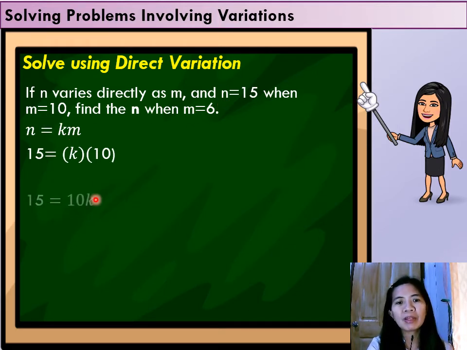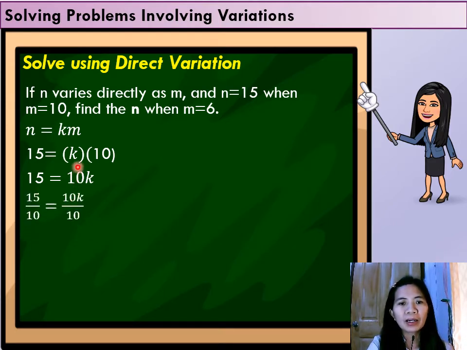Okay, so simplify. 15 equals k times 10, which is 10k. Now we are going to eliminate the 10 here by dividing both sides of the equation by the multiplicative inverse of 10, which is 1 over 10. So 10 divided by 10 is 1. Okay, so we have only k as remaining.